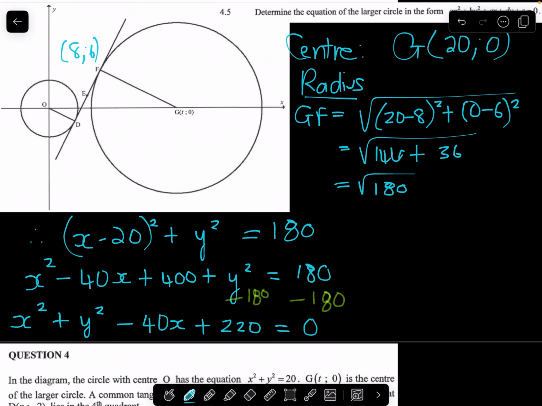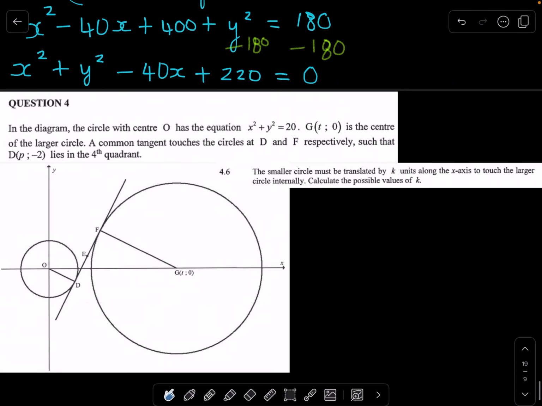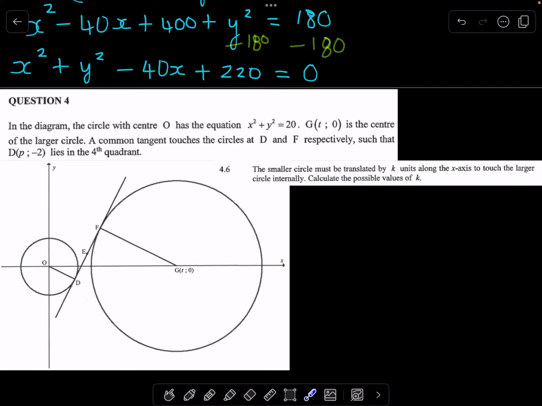Okay, so far so good. Right, on to the next. The smaller circle, and I think this is the last question. The smaller circle must be translated by k units along the x-axis to touch the larger circle internally. Calculate the possible values of k. So we need to take this little circle.